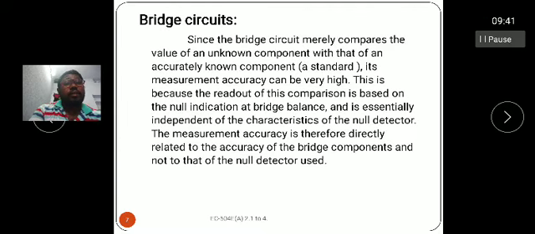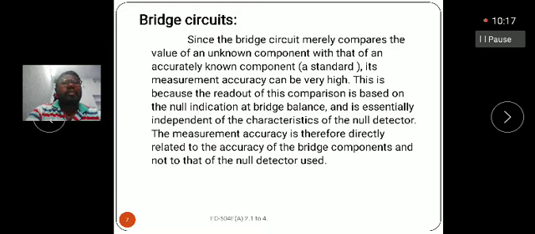Now I am going to explain what a bridge circuit is. Since bridge circuits merely compare the value of an unknown component with that of an accurately known component, the measurement accuracy can be very high. This is because the readout of this comparison is based on null detection at bridge balance, and is essentially independent of the characteristics of the null detector.